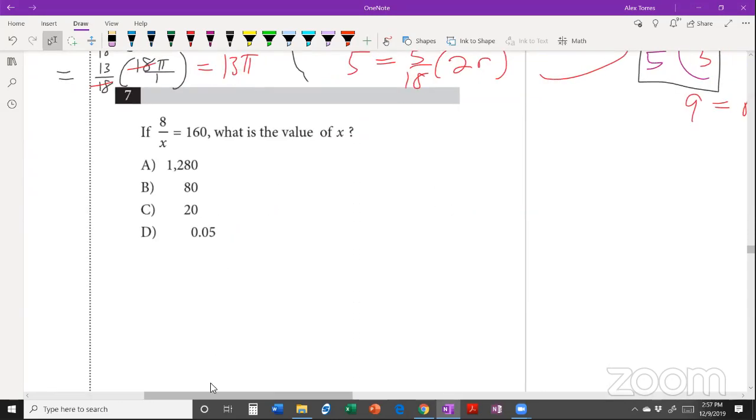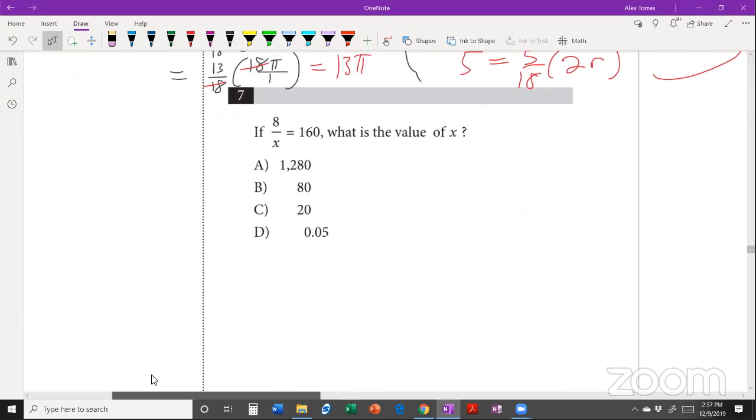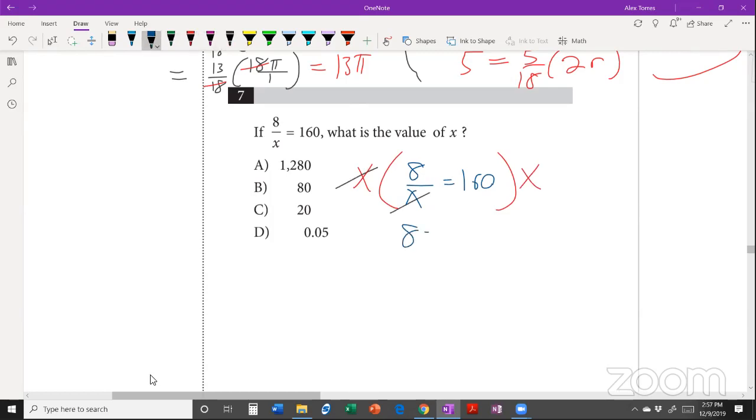Eight over x equals 160. What is the value of x? So 8 over x equals 160. We don't like having x in the denominator, so we can multiply by x, and it'll cancel here and here. So now we have 8 equals 160x.